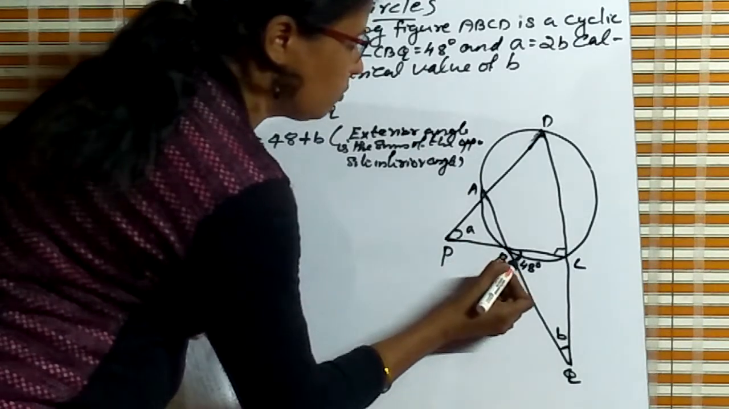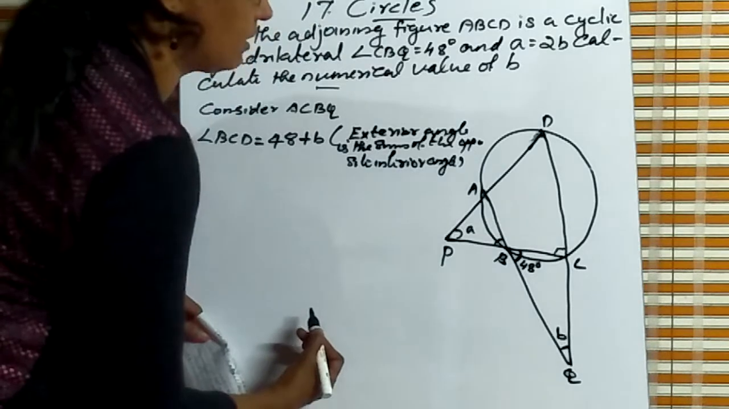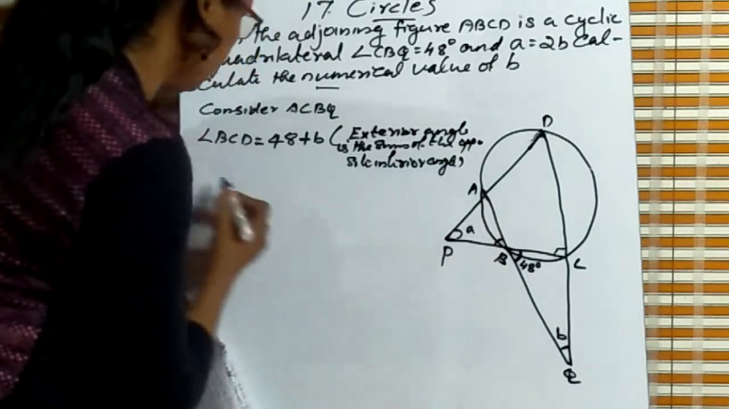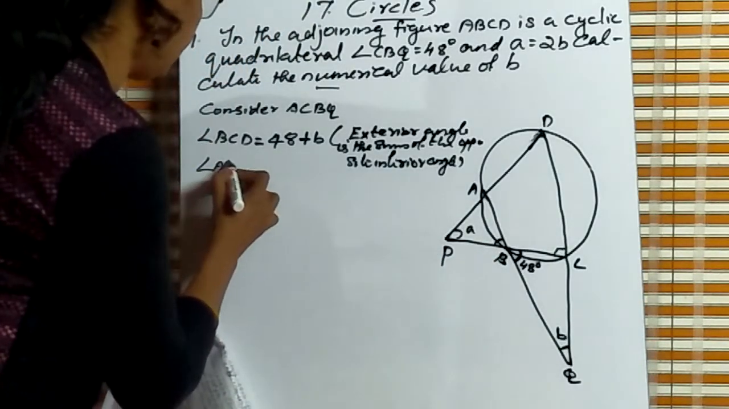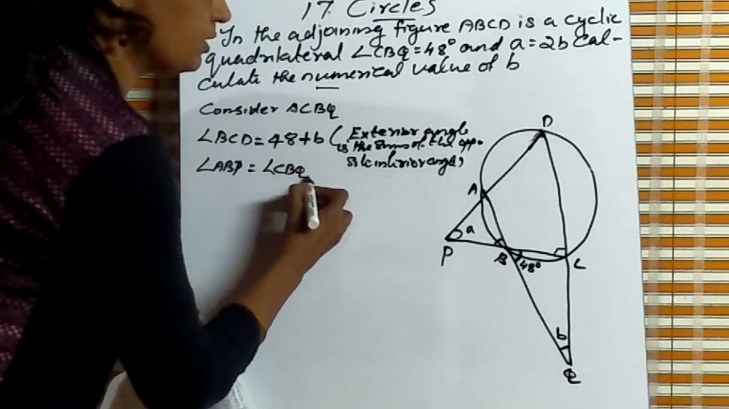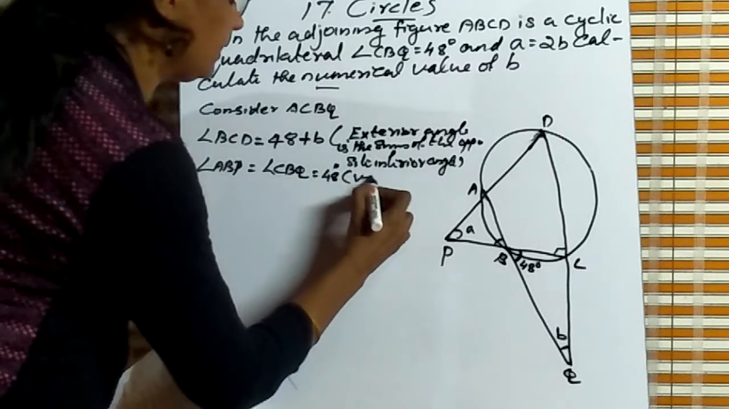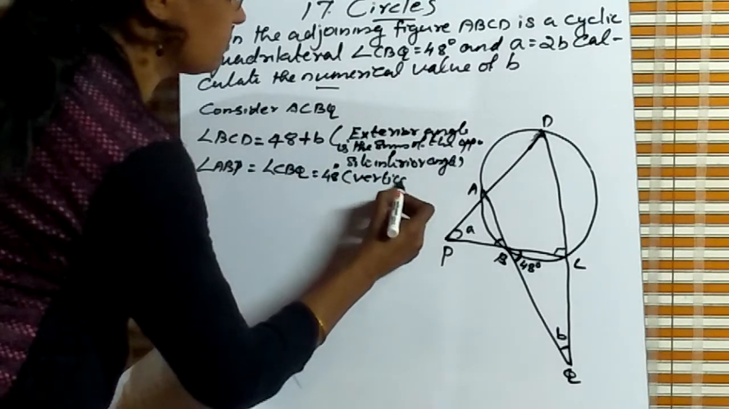Now, what about these two angles? These two angles are vertically opposite angles and they are equal in measure. That means angle ABP is equal to angle CBQ is equal to 48. Reason, vertically opposite angles.